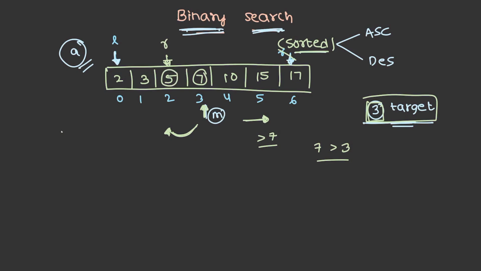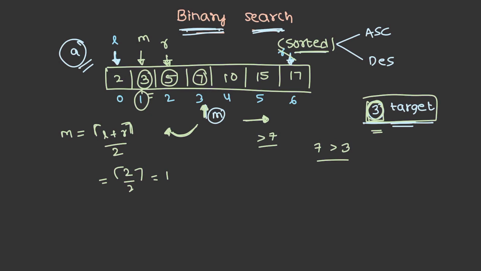Now, again I'll calculate the middle, which is left plus right by 2, taking the ceil of it. That is 2 by 2, 1 in this case. Now the middle is pointing to this element. I'll check whether the target is equal to this. Yes, the target is equal. Then I'll return its index.